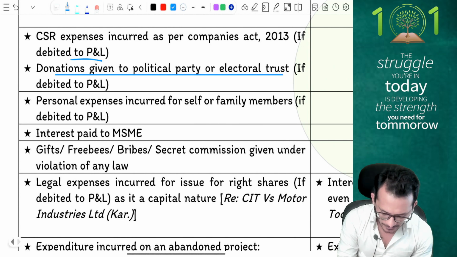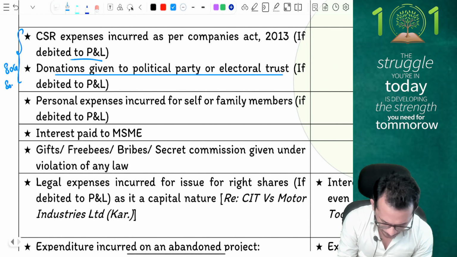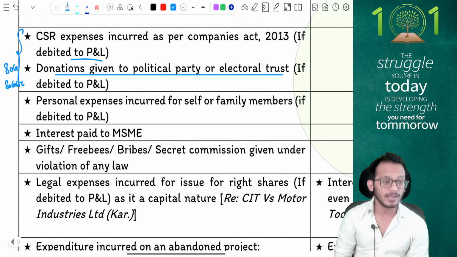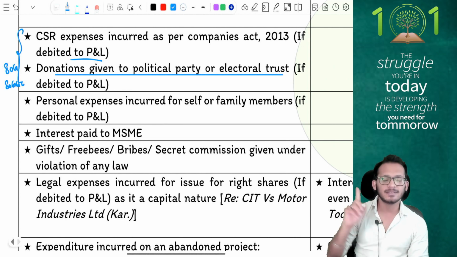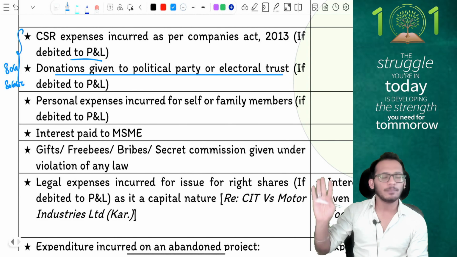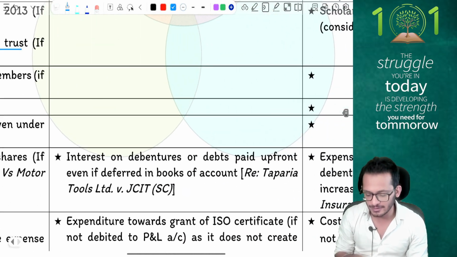Please note that these items can be claimed as deductions under section 80G and 80GGC. Yes, so you can claim this as deductions under 80G and 80GGC subject to those conditions getting satisfied. But yes, from PGBP perspective, I will disallow this as a deduction.